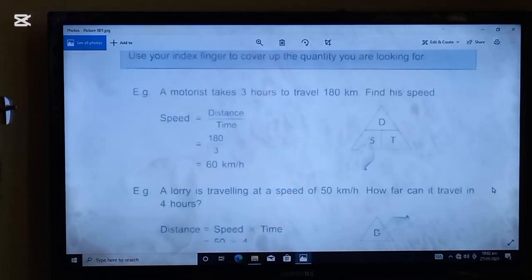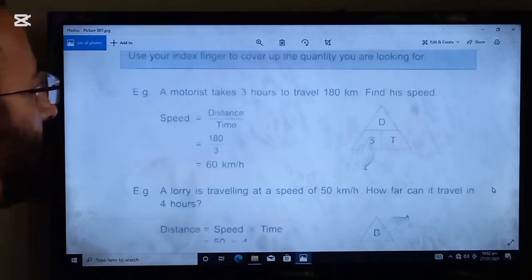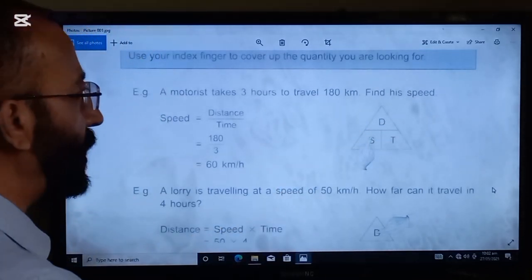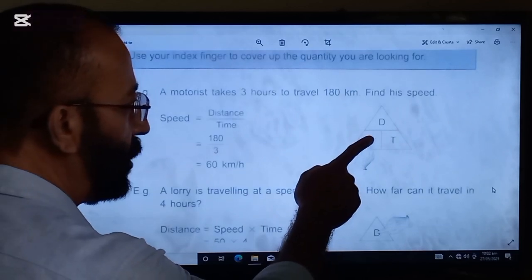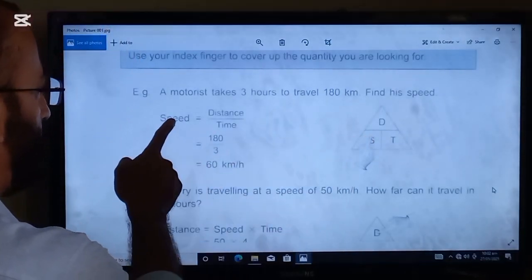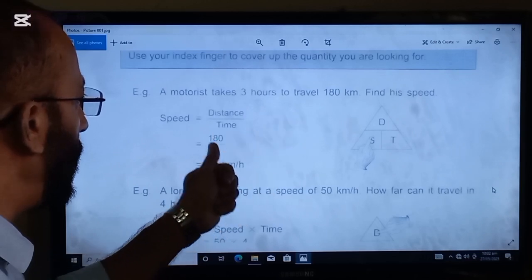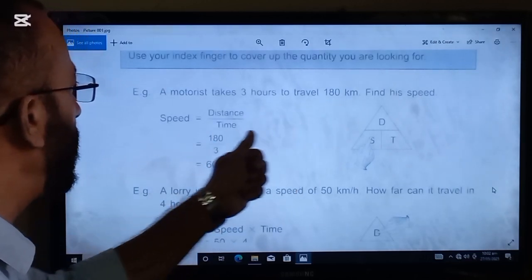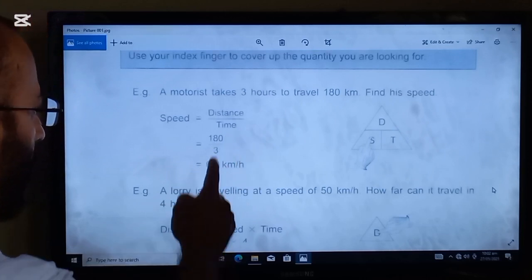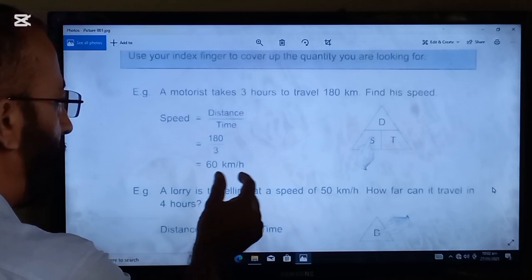A question is here: a motorist takes 3 hours to travel 180 km. Find its speed. Because you are looking for the speed now, cover the speed with your index finger. The formula will be speed is equal to distance over time. Now put the values into the formula. 180 km is the distance and 3 hours is the time. After cancellation, you will get the answer 60. So kilometer per hour will be the unit.